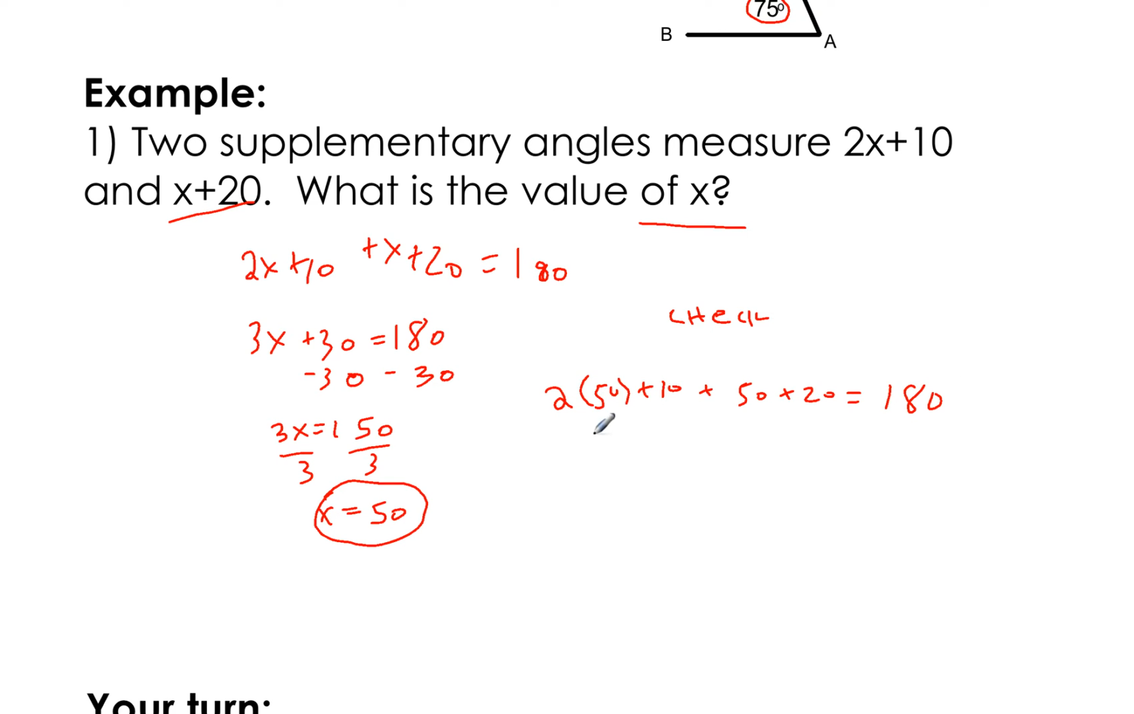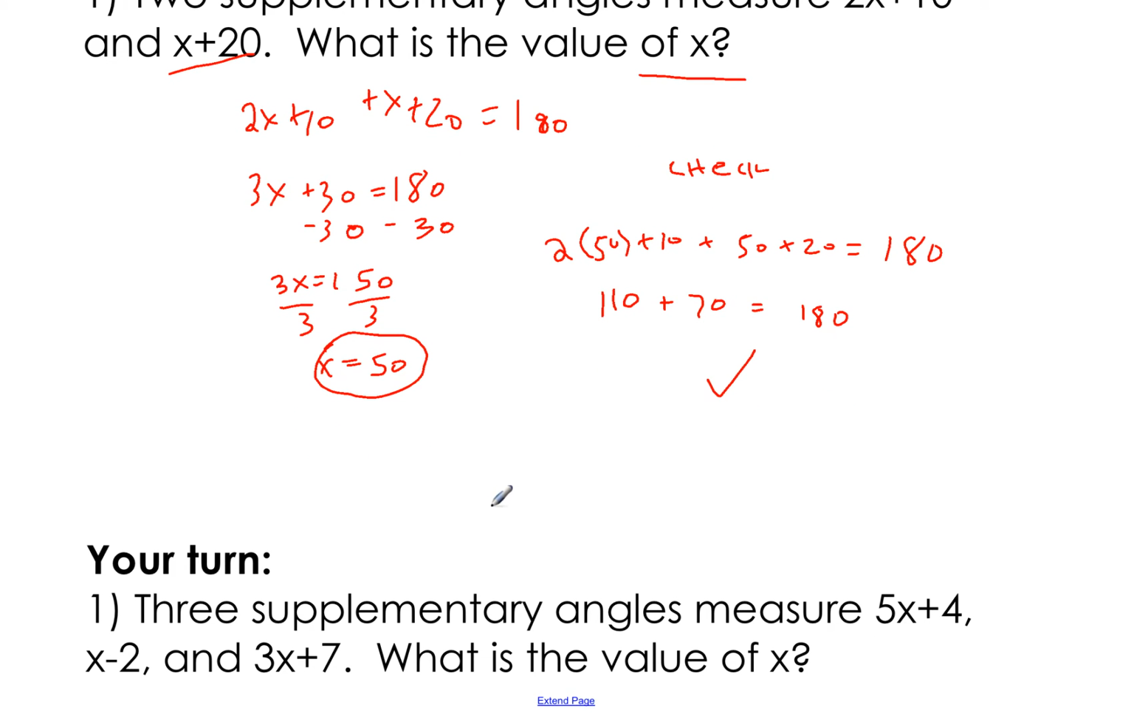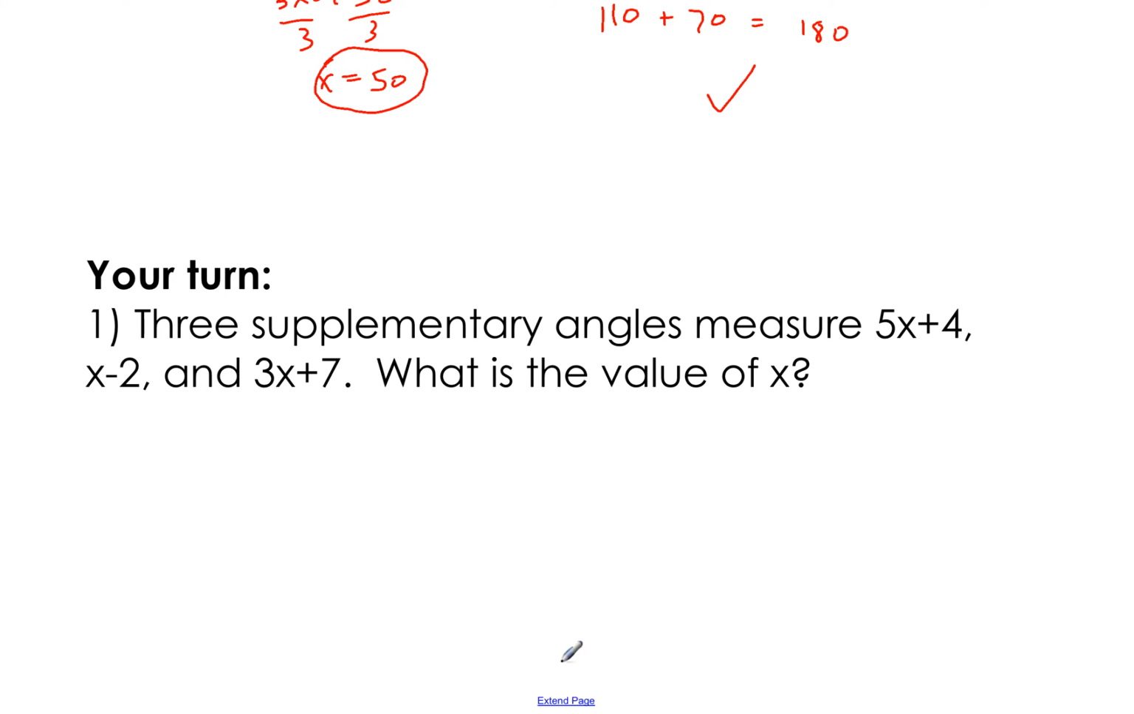Let's see. 2 times 50 is 100. 100 plus 10 is 110. Plus 50 plus 20 is 70. And is 110 plus 70 equal to 180? Yes, of course it is. So we know that this answer is correct. So what I'd like you to do is put your player on pause. I'd like you to do this problem on your own and hit play when you are done.